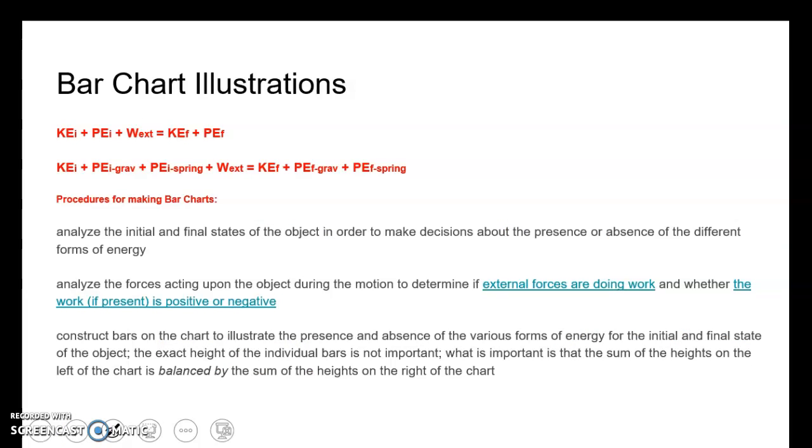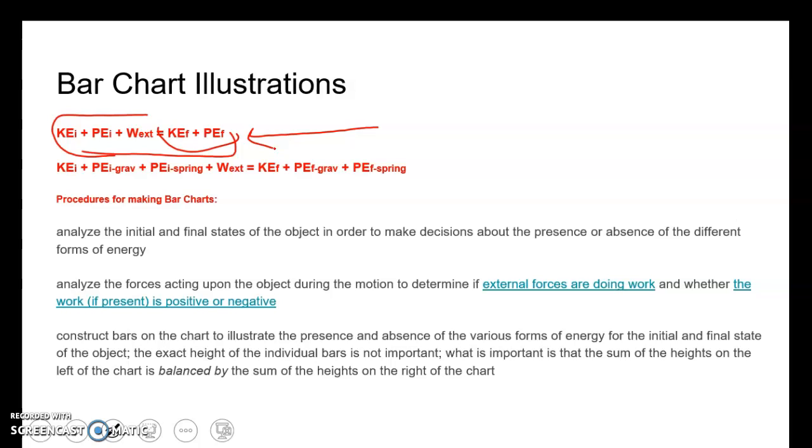Another way to look at this is using bar charts. I'm going to give you a couple of equations here. We can look here. Kinetic energy plus potential energy that you start with, plus the work that's used or added, which could be positive or negative, will equal the final kinetic plus potential energy. This is the main equation we use when we look at an energy situation.